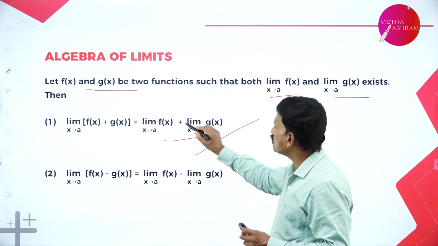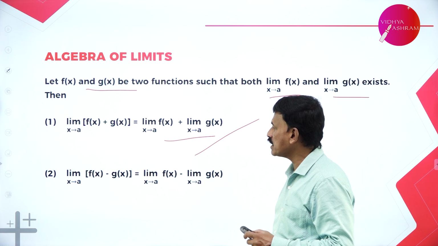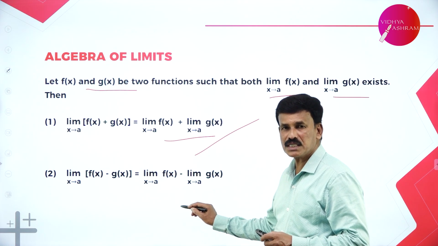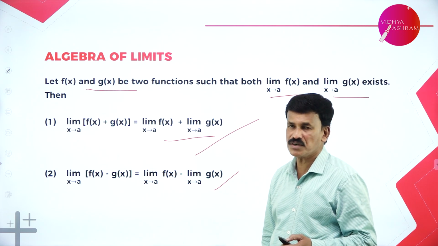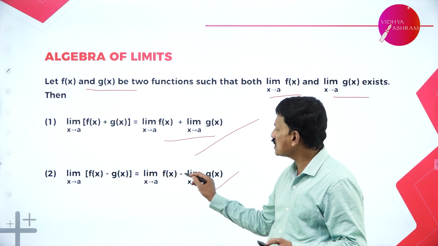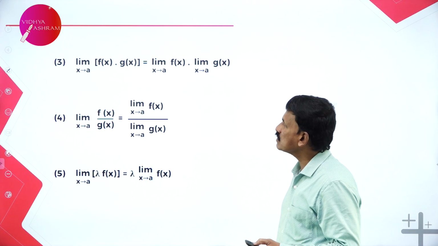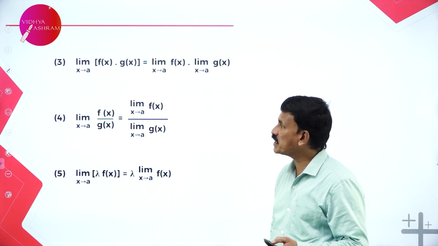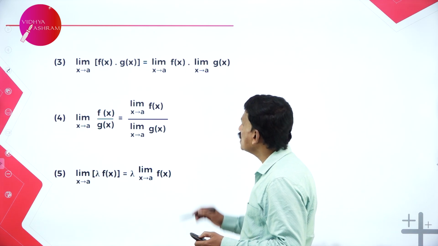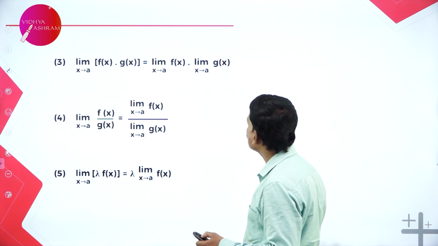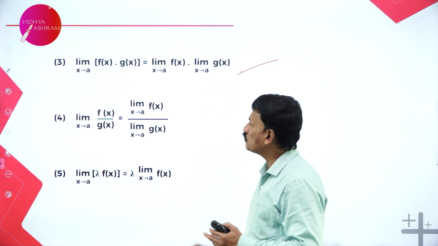So if it is positive, just put plus. Similarly, limit as x tends to a of f of x minus g of x is equal to limit as x tends to a of f of x minus limit as x tends to a of g of x. If it is positive, put plus. If it is minus, just minus. Apply the limit to the first and second functions. Now similarly, if it is a product, limit as x tends to a of f of x into g of x means limit as x tends to a of f of x into limit as x tends to a of g of x. So just apply the limit to both the functions.